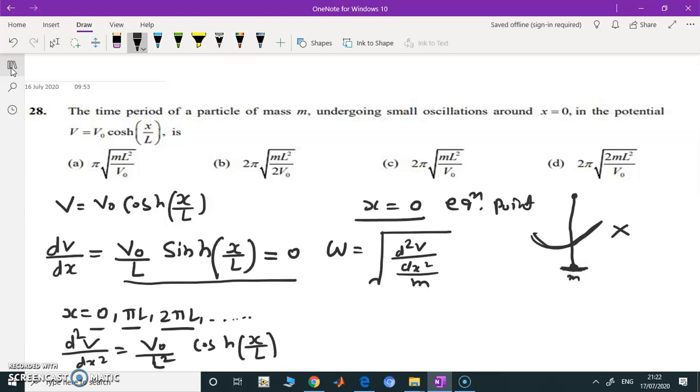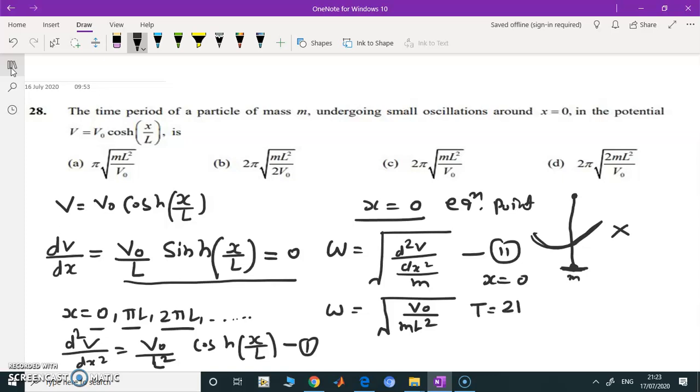Suppose this is equation number 1. If we put this in equation number 2 at x equal to 0, cosh(0) will be 1. So you will get V0 upon L² and m, so m will come here. This is your omega. Now you already know T is equal to 2π by omega. So your T will be 2π, and omega will flip here, so it will be mL² upon V0.